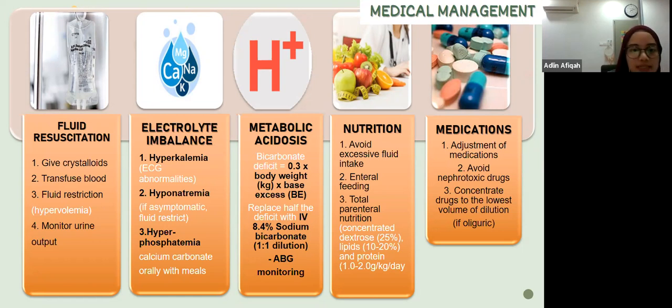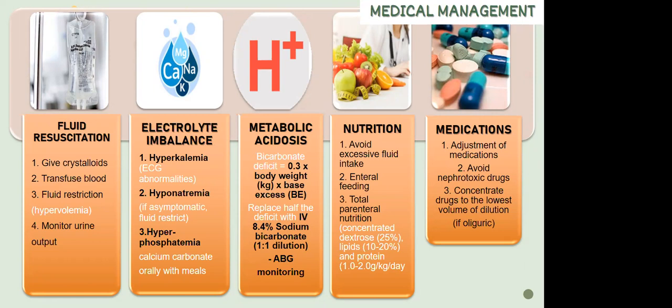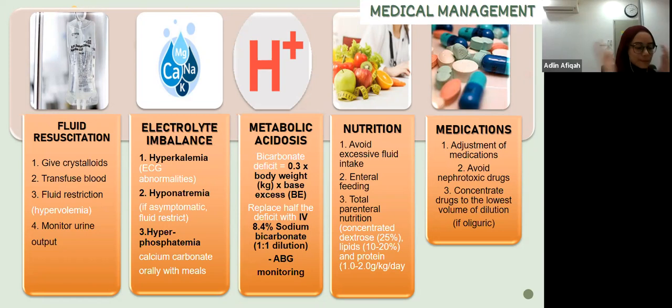So the second management is electrolyte imbalance. For hyperkalemia, it will show ECG abnormalities. Can someone mention the ECG findings for hyperkalemia that you remember? Alternated T wave. Okay. Prolonged PR. Okay. Last one. Alternated P wave, T wave, prolonged PR, and also widened QRS complex.